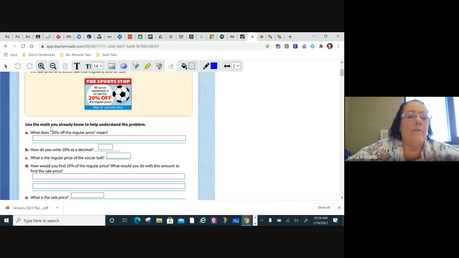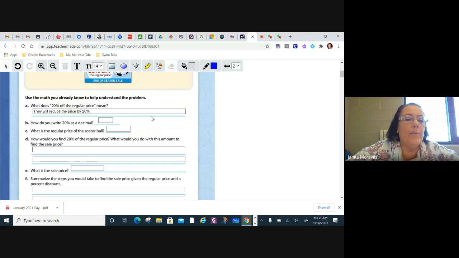All right, it says, first question here. What does 20% off the regular price mean? Well, that means that they're going to reduce the price by 20%. So let's say they will reduce the price by 20%. All right, means you're going to save 20%. How do you write 20% as a decimal? Well, remember, we've been doing this in class. We move our decimal 2 places to the left. So instead of 20%, we would have 0.20.